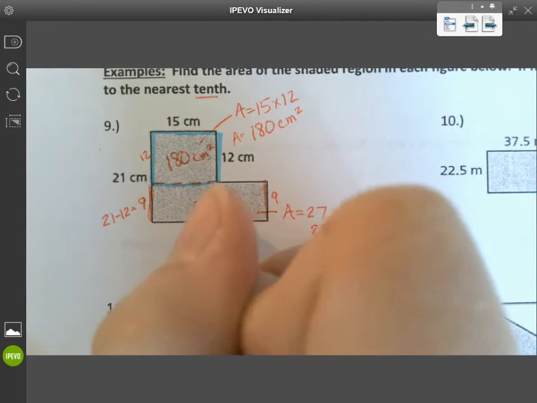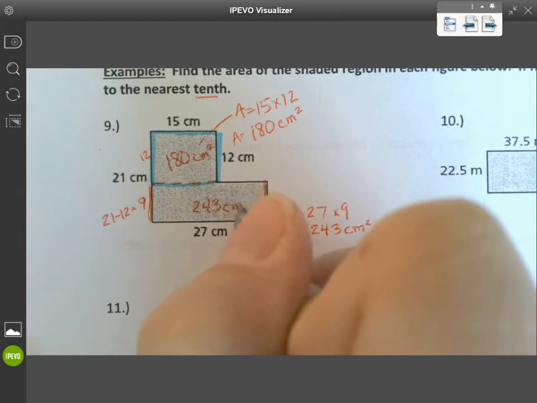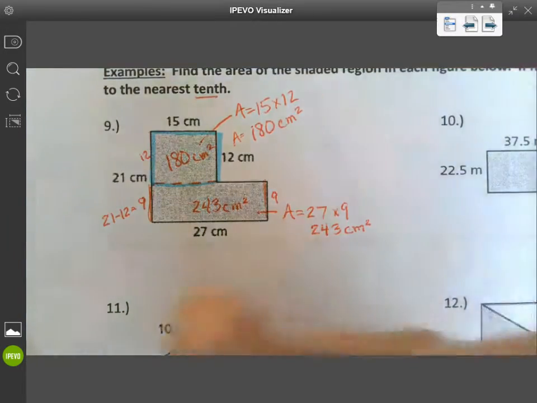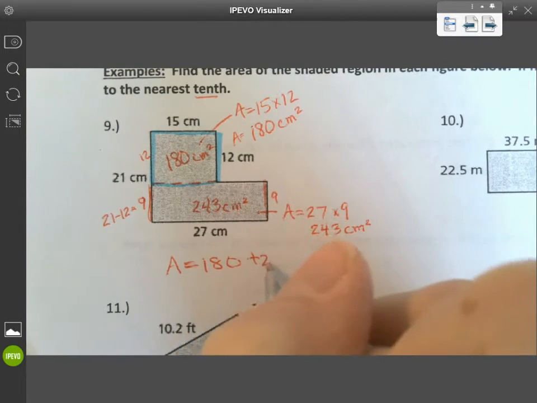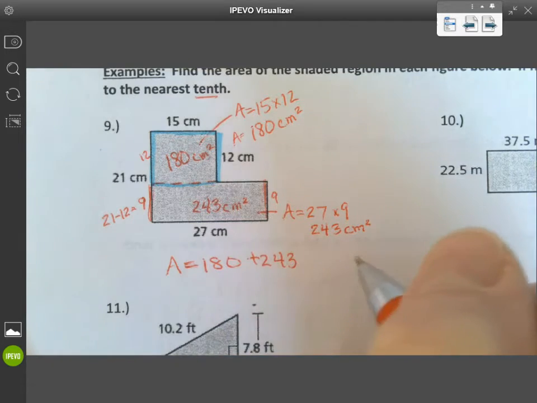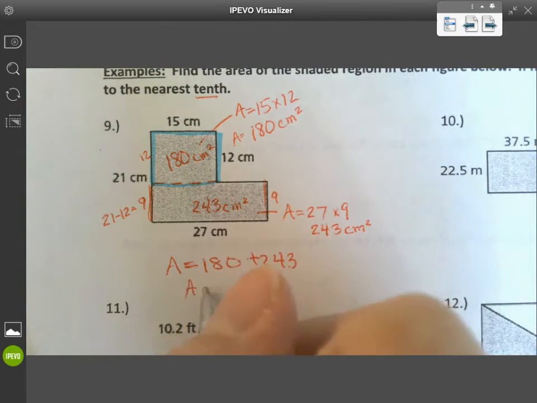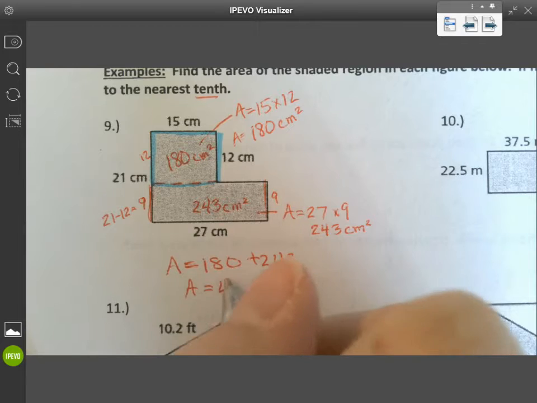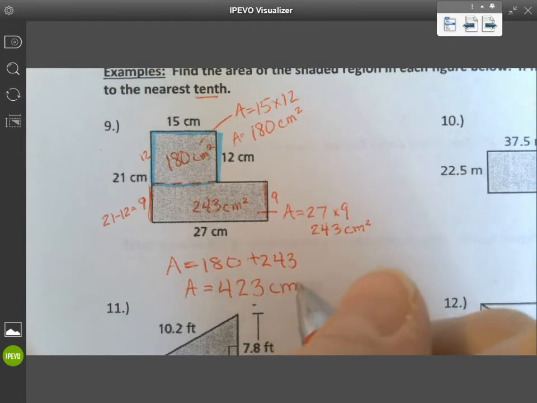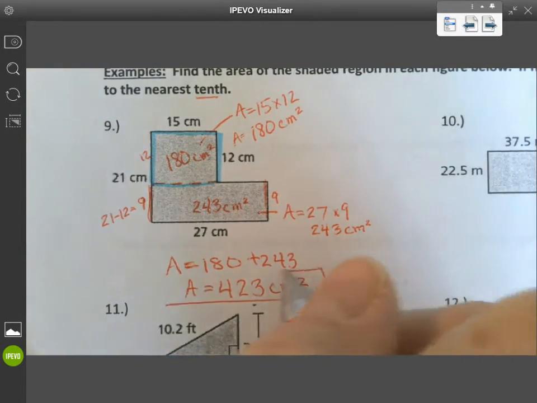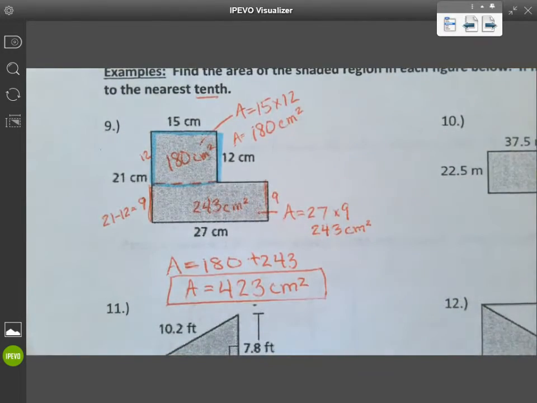Okay, so again, I'm writing this in 2 places. You can do what you want with it, but I'm not done yet. To find the overall area, I need to take the area of that top rectangle plus the area of the bottom rectangle. And what do I get for my overall area? I have 423. Does anybody agree with me? Yeah? Fabulous. All right, there we go.